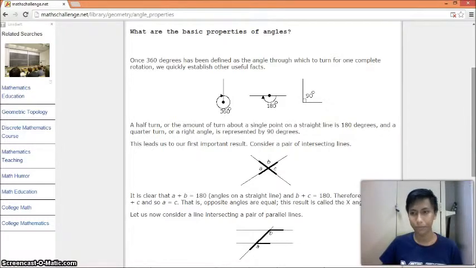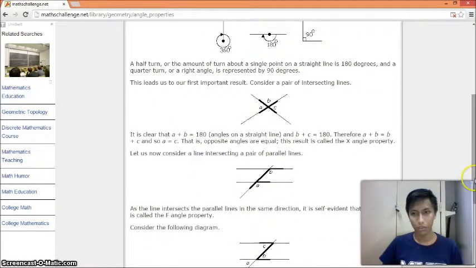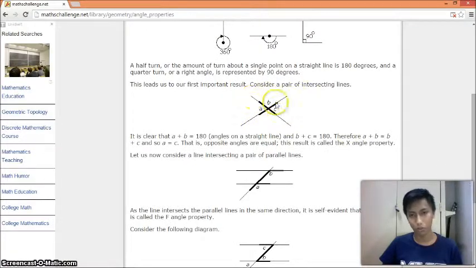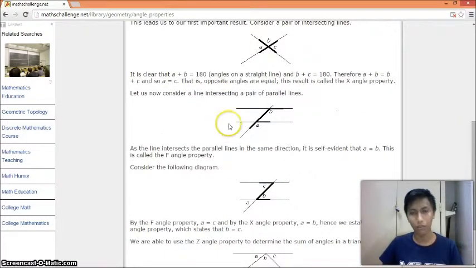Next, there are two lines intersecting each other, and they form a few angles, A, B, and C. For angles A and B, if you add them up, you will get 180 because they form a straight line, like in the second picture. Same goes if you add up B and C, you also get 180. Furthermore, angles A and C will be the same because they are opposite to each other. Next one, we'll show you an example.